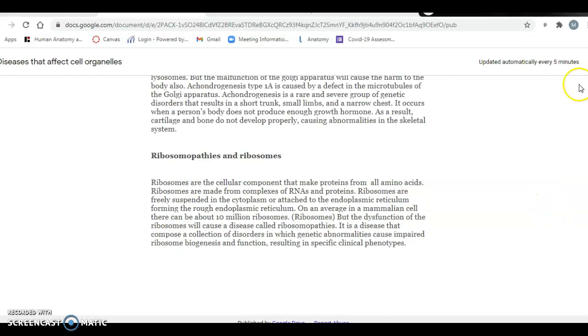And then the last one discussed here is a problem with the ribosomes. And we know that ribosomes have to produce proteins from the amino acids in your body. In this instance, if the proteins aren't being produced like they should, it's going to result in many different genetic abnormalities. Just because proteins are so important in your body, this would cause a multitude of effects.